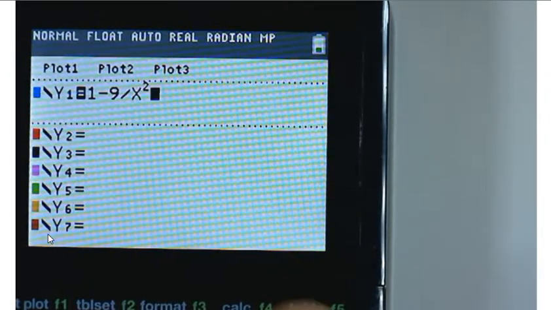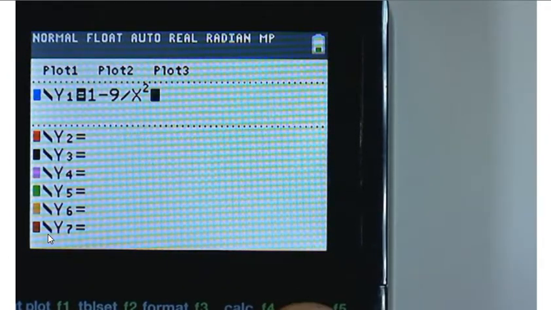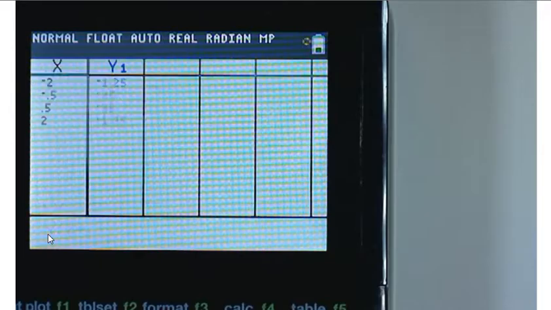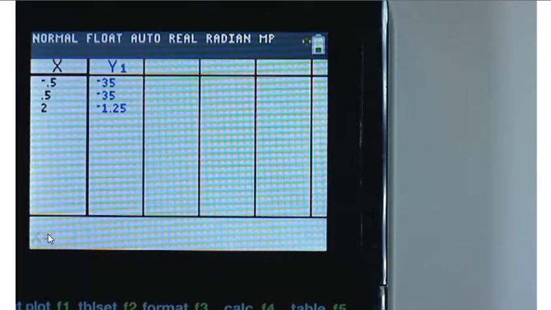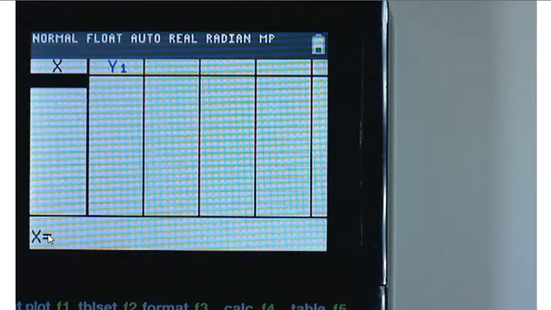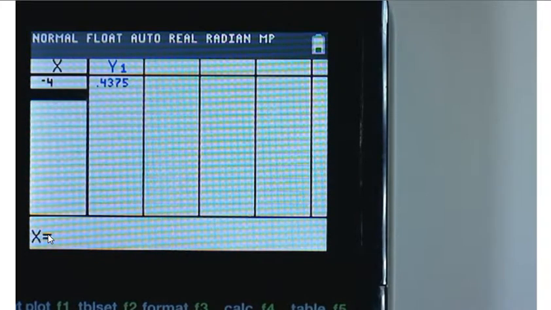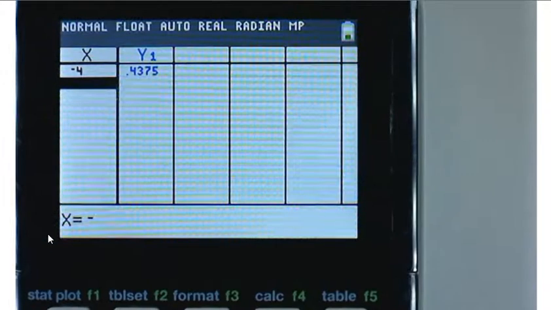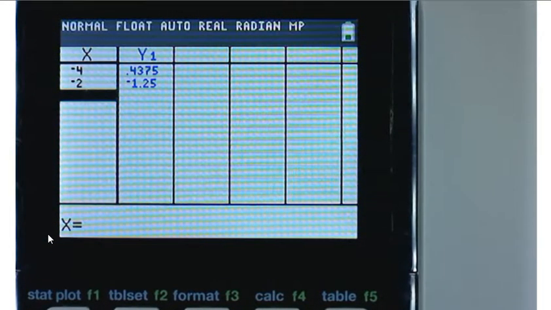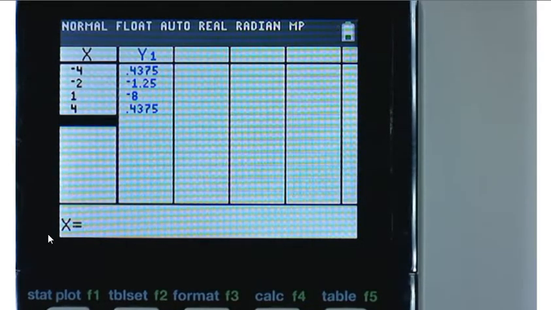And then go to the table function. So hit the second button, then the table. Do yourself a favor, just so you don't get confused. Start by deleting all those points that are already there. That way you don't look at them and get messed up. Negative 4. What else do we say? Negative 1. I said negative 2, so we'll stick with negative 2. 1, and then 4.